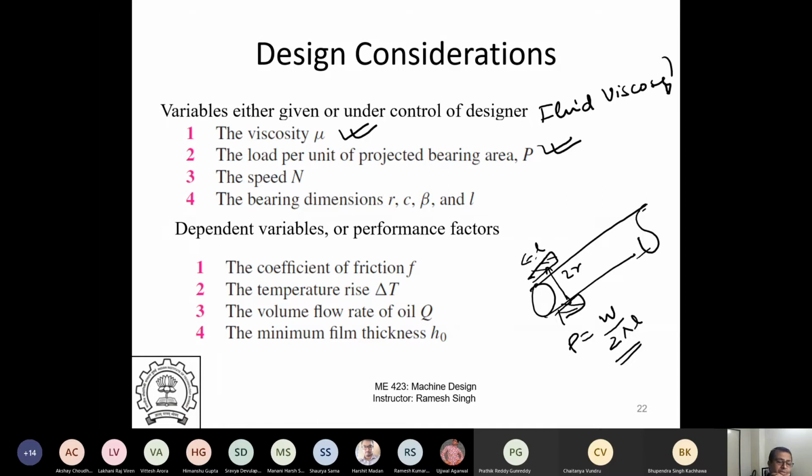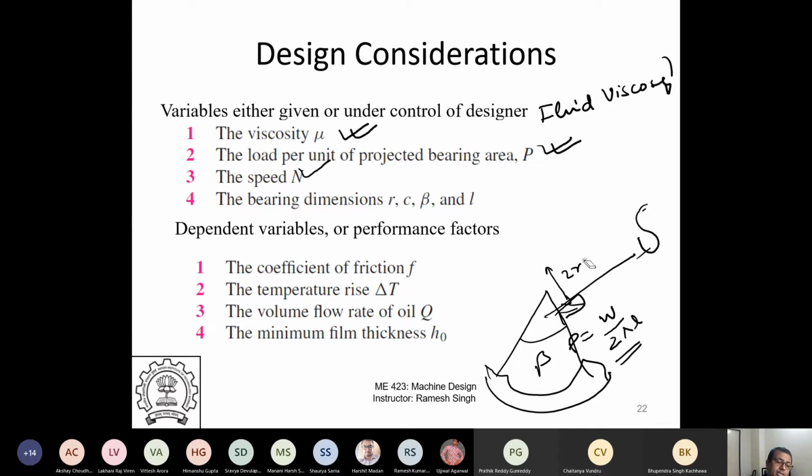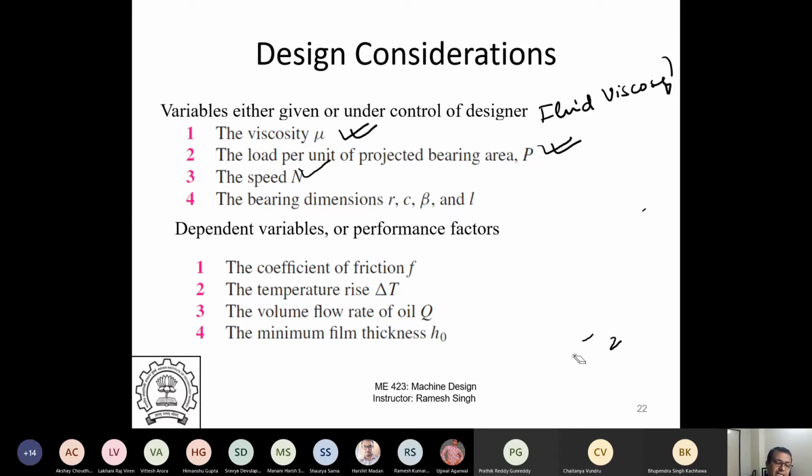Speed, RPM, at what speed this is rotating, that also is important. And then bearing dimensions. So what is the clearance? Clearance between the shaft and the sleeve. The radius of the journal. Beta is the angle: is it 360 degrees for the full sleeve, and how much is the sleeve dimension, the sleeve angle. This is beta. It can be open, it can be fully closed. And then L is the length. How long is the sleeve? So these are the design parameters which the designer will specify while designing this bearing.